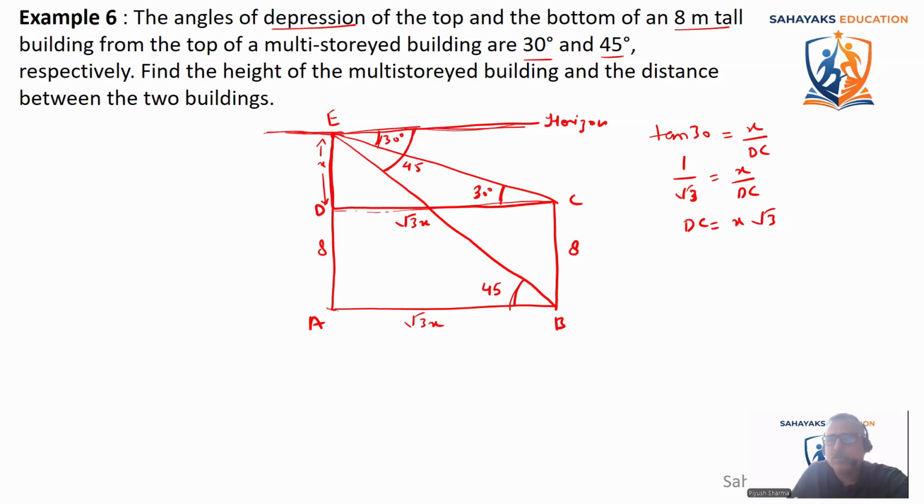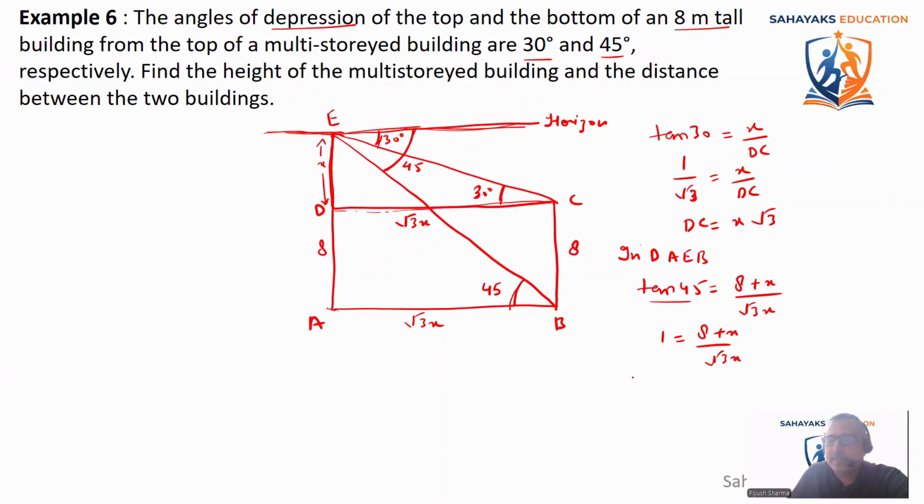But we don't know x. So how will you find the distance? We cannot find it till we know what x is. Now take another triangle, that is AEB. So in triangle AEB, again we'll take tan 45 is equal to 8 plus x divided by root 3 x. Now what is tan 45? Tan 45 is 1. So 1 is equal to 8 plus x divided by root 3 x.